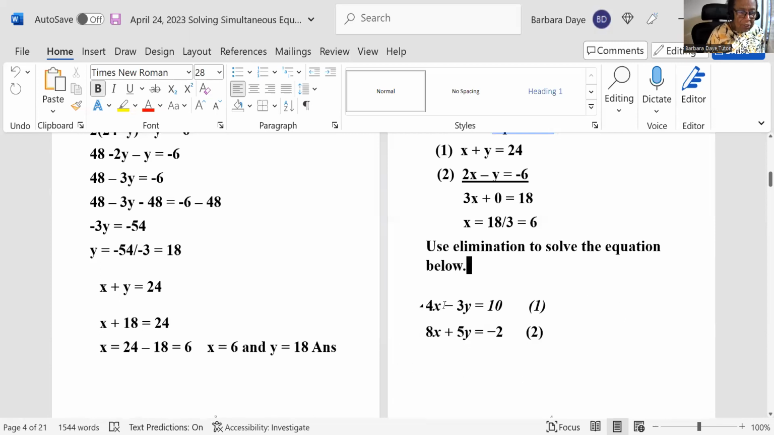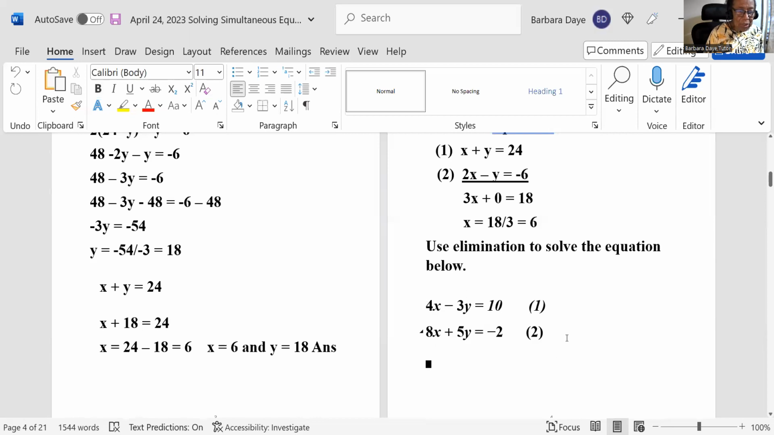Let me just give you a little hint. You see 4X here, right? You see 8X. How do you get this 4X to be 8X? Multiply by 2. That's it. So I want you to do that. Multiply equation number 1 by 2. Then you'll have 8X and 8X. You could eliminate the 8X.